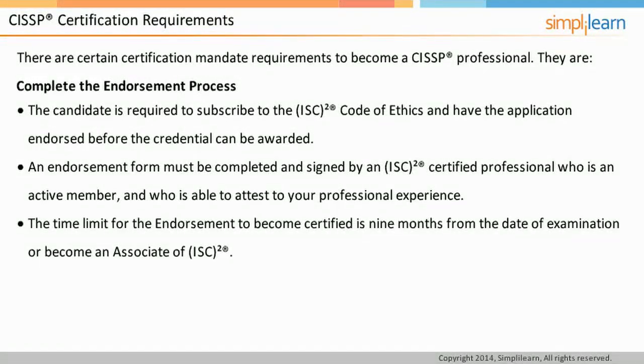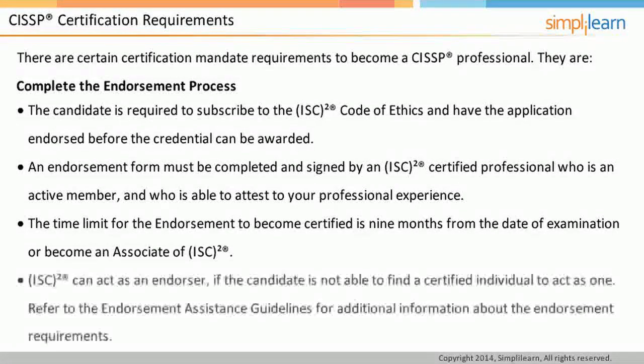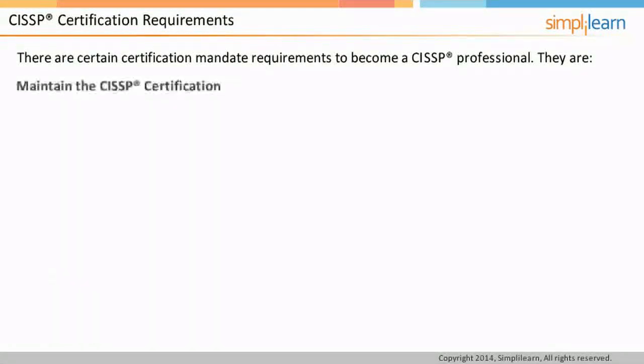The time limit for the endorsement to become certified is 9 months from the date of examination or become an associate of ISC Square. If the candidate does not become certified or an associate of ISC Square within 9 months from the date of examination, he or she is required to retake the exam in order to become certified. ISC Square can act as an endorser if the candidate is not able to find a certified individual to act as one. Please refer to the Endorsement Assistance Guidelines for additional information about the endorsement requirements.